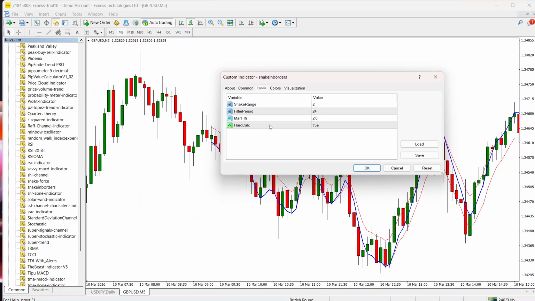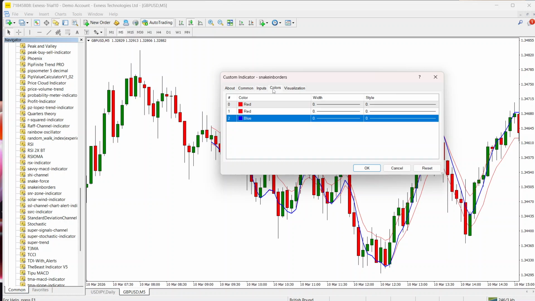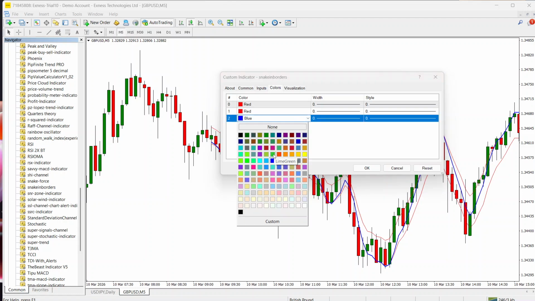Now, if we move over to settings first, we can see its calculation period and volatility measure, which are the snake range and filter period, which are used to determine how far the borders are placed from current price. These sensitivity controls allow you to tighten or widen the border, which reflects how often price reaches them and how clearly ranges are defined. We also have its visual settings, which let you customize the colors and styles of the upper and lower borders so they are easy to distinguish on the MT4 and MT5 chart.